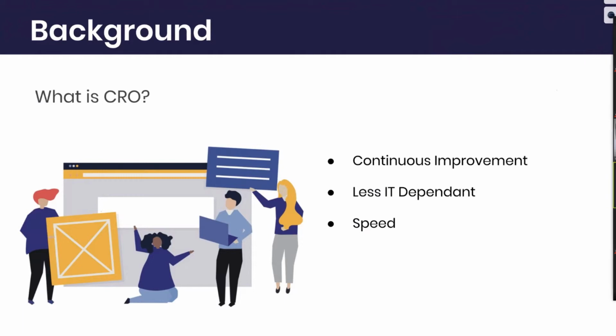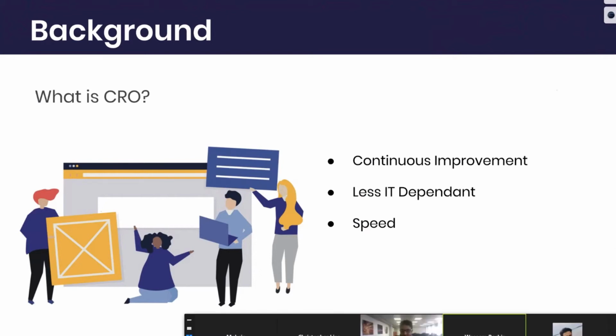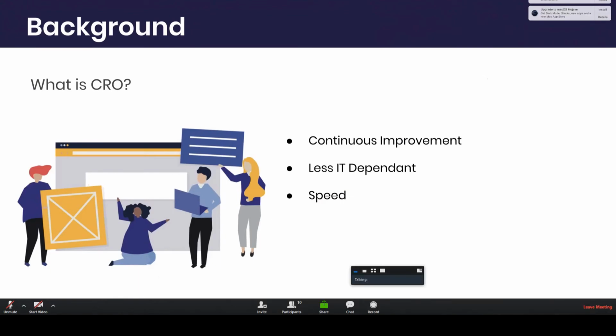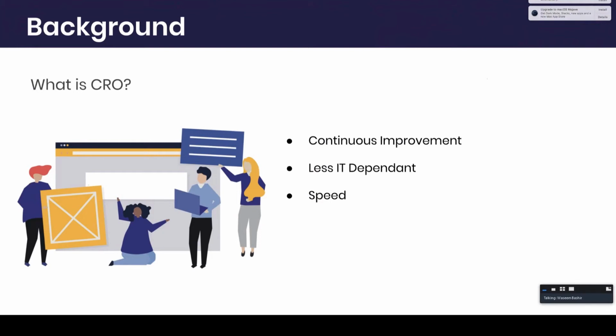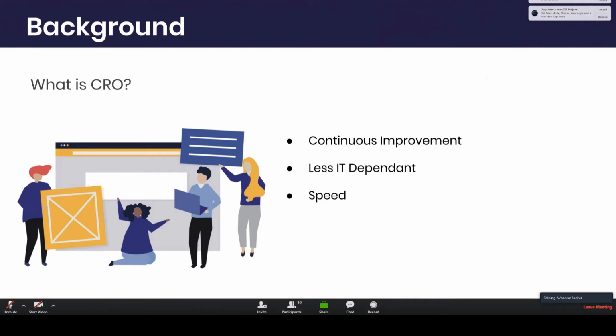So for example, you come up with some things and you go through the entire cycle and then you're not able to do that or repeat that again. That's not really CRO. CRO means continuous change. So you should strive to improve the website very frequently without worrying too much about IT.